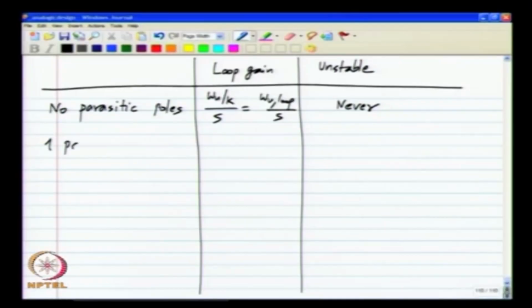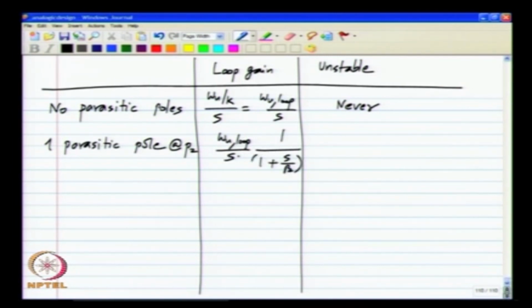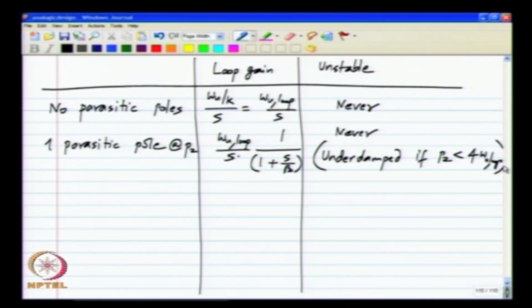So, let us say you have one parasitic pole at a certain frequency P2, the loop gain function will be omega u loop by s times 1 by 1 plus s by P2, and actually even this never becomes unstable, but it does get underdamped or shows ringing if P2 is less than 4 times the unity loop gain frequency.